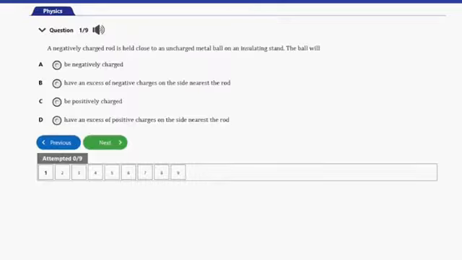So guys, in this we know that unlike charges will attract. So since the rod is negatively charged, the side with positive charge here will actually draw towards the rod. So in that case, the ball will have an excess positive charge on the side nearest to the rod. And that's it for this question. So let's go ahead and consider the next question, guys.